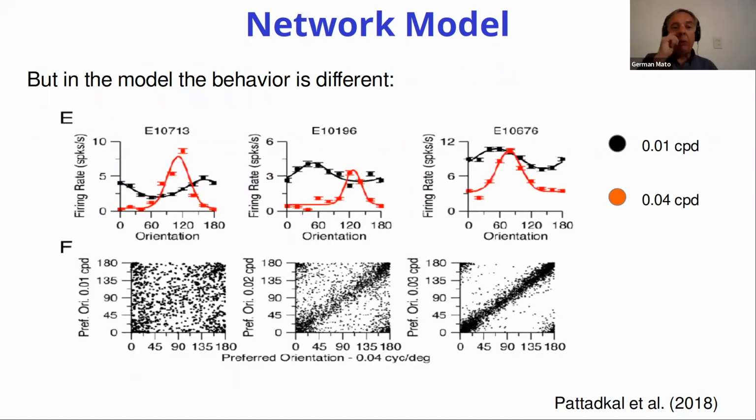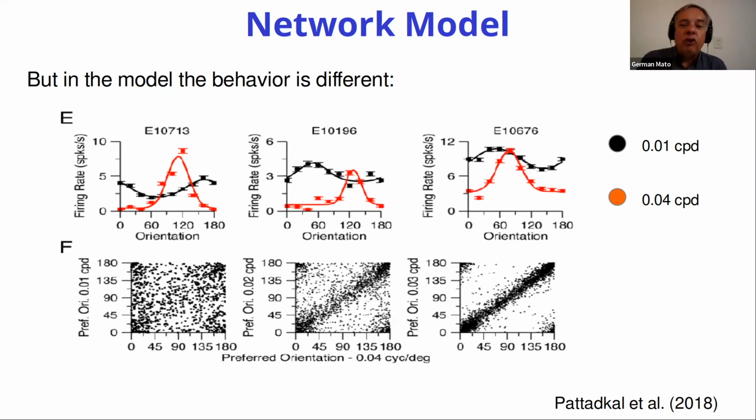Well, in our model, the behavior is completely different. In red, I'm plotting the tuning curve with a stimulus of 0.04 cycles per degree. That means that the wavelength of the grating is 25 degrees. And this is with another spatial frequency. If we compare the tuning curves, we see in both cases there is modulation, but now the preferred orientation has changed from one to the other. So it's a completely different result with respect to what we saw in the paper of Webster and de Valois.